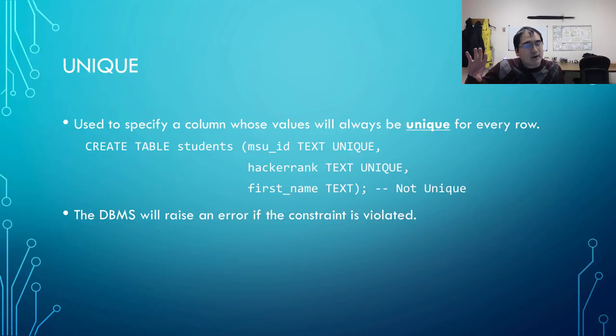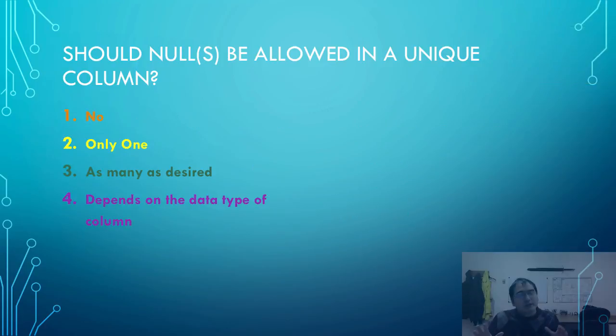Okay? So given that we've talked about unique, one thing you might want to think about is, well, how do nulls get affected by this? So the first multiple choice question is a little tricky, but try to think it through. Should nulls be allowed in a unique column?